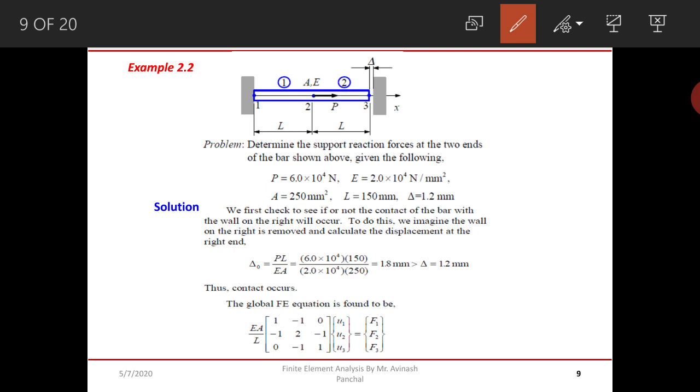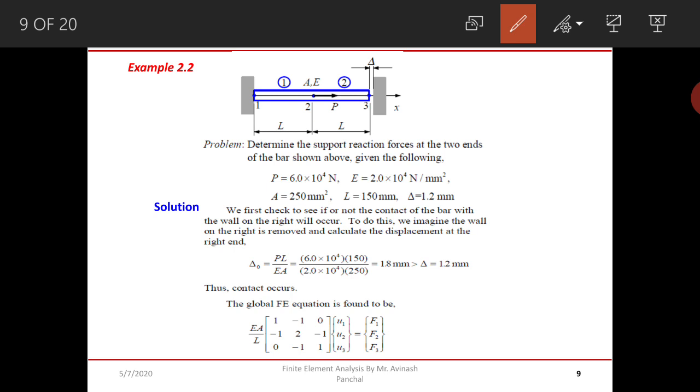Given is P, the point load acting at the center of this bar, which is 6 into 10 to the power 4 Newton. E, Young's modulus, is 2 into 10 to the power 4 Newton per mm square. The area is the same cross section throughout, and it is equal to 250 mm square.